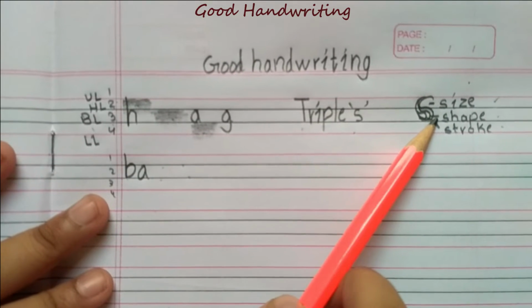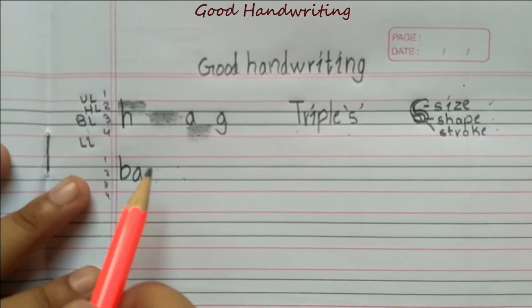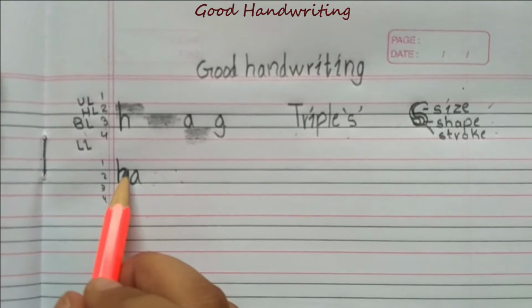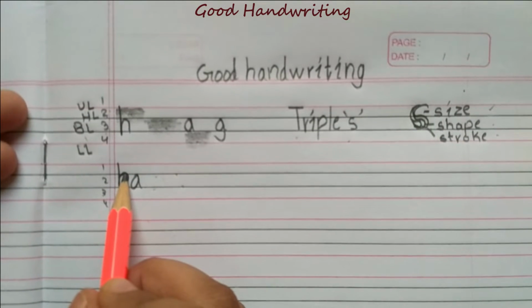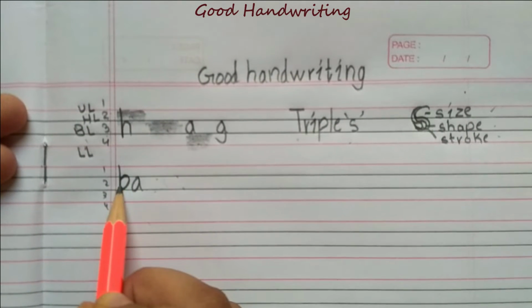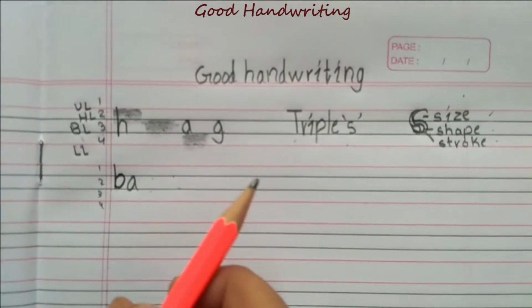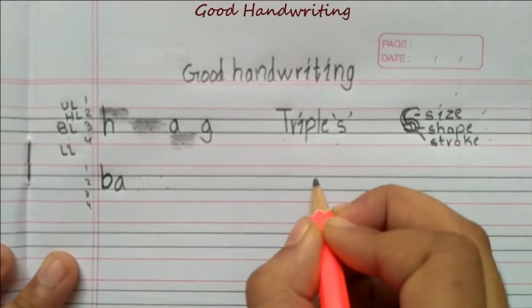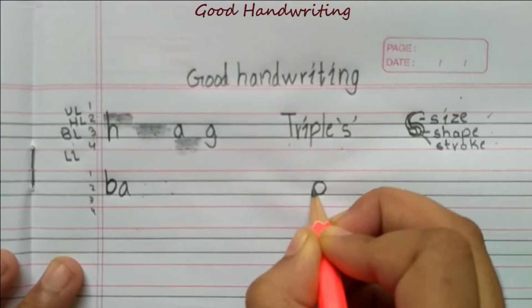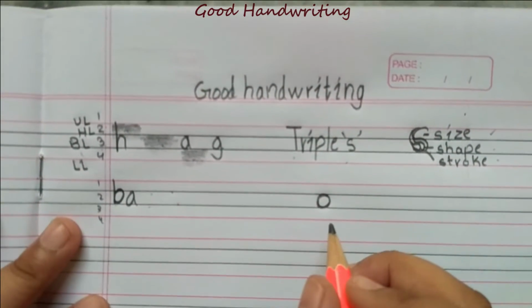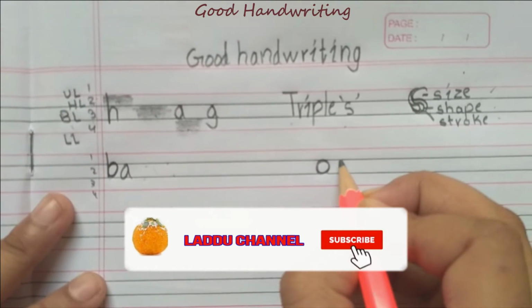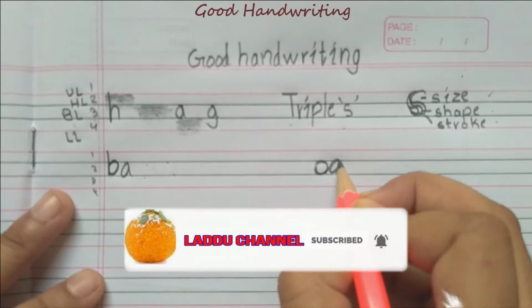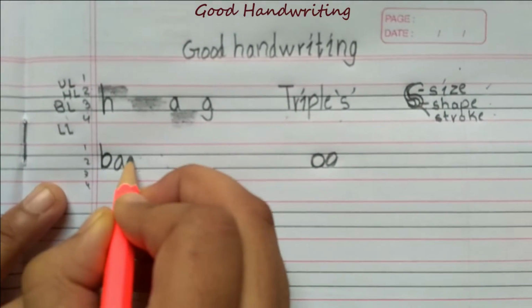Next, the shape of the letter. I hope you observed that the shape of the letter is oval shape. In Telugu letters, the letters are in circle shape. But in English, the letters are in oval shape. I'm writing G also.